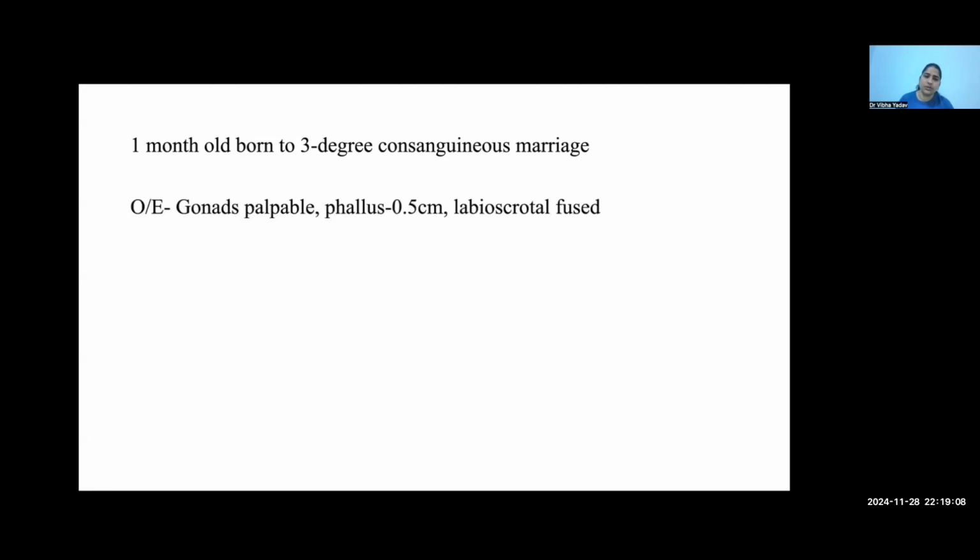Next case. So we have this 1-month-old newborn who was born to a 3rd degree consanguineous marriage. On examination, the gonads were palpable and the phallic size was only 0.5 centimeter and there was labioscrotal fusion. And on the USG, there were no Mullerian structures. So we have a child who has palpable gonads but no Mullerian structures. What is the classification, from the audience? Which form of DSD are we looking at here? Gonads present and Mullerian structures absent. Anybody from the audience?